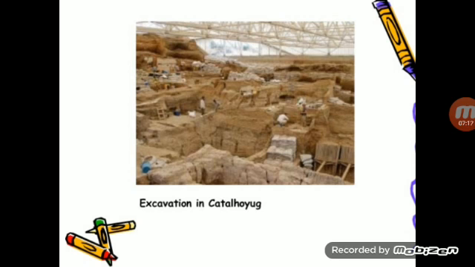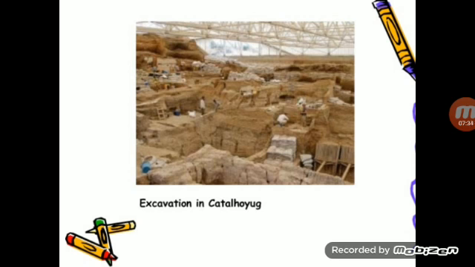This is the excavation site at Catalhoyuk. Humans learned the art of making copper alloy. Alloy is nothing but mixing copper with tin to form a harder and stronger metal called bronze.